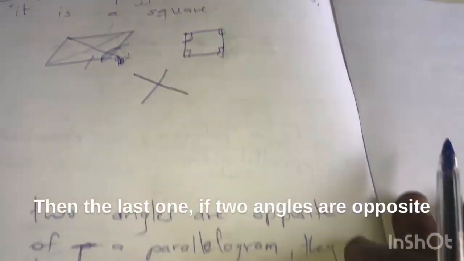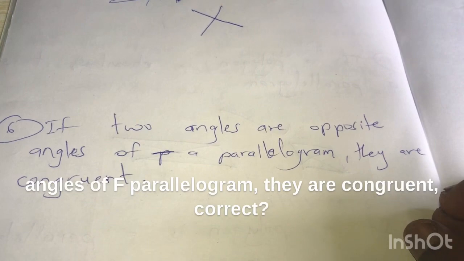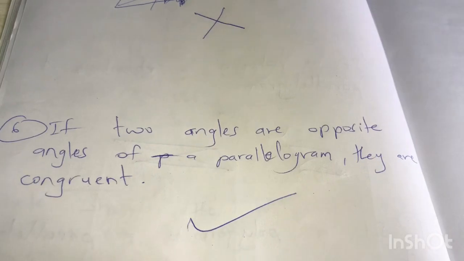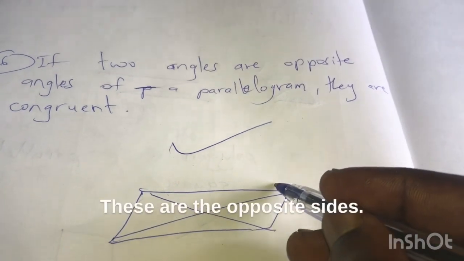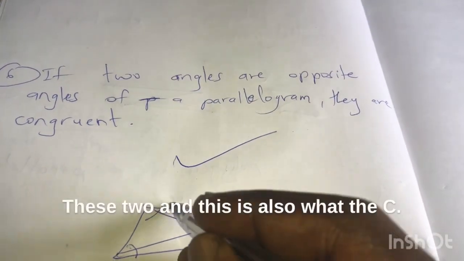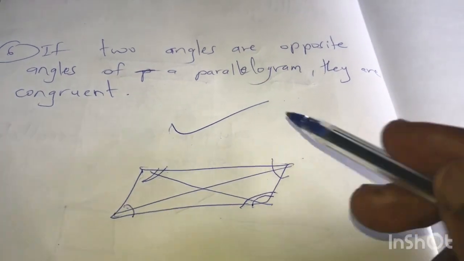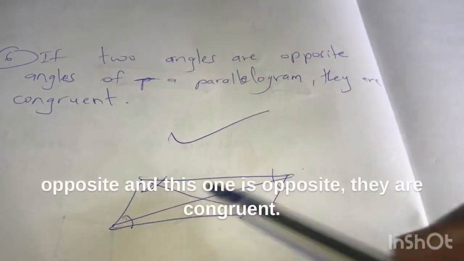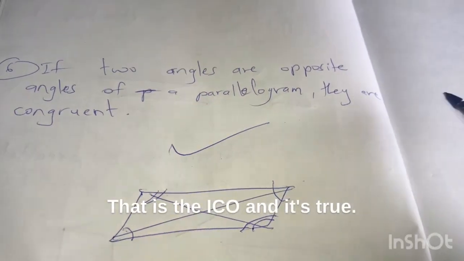Then the last one. If two angles are opposite angles of a parallelogram, they are congruent. Correct. These are the opposite sides, this and this are the same, and these two are also the same. So if two angles are opposite angles of a parallelogram, they are congruent, that is, they are equal, and it's true.